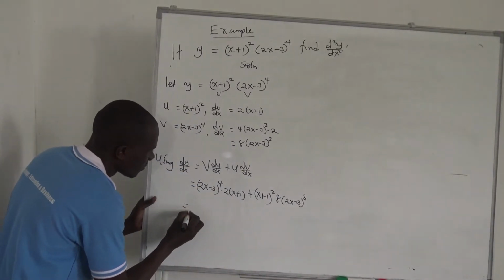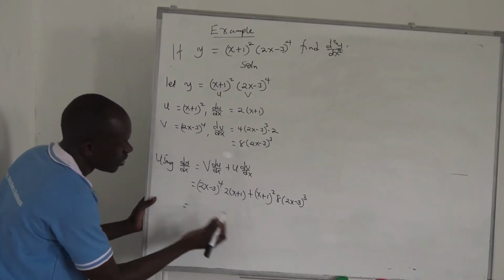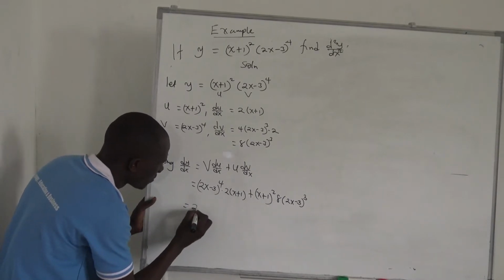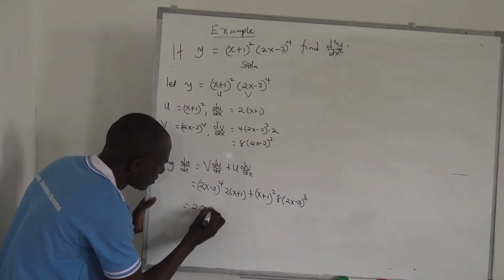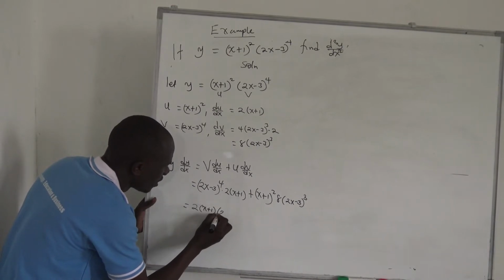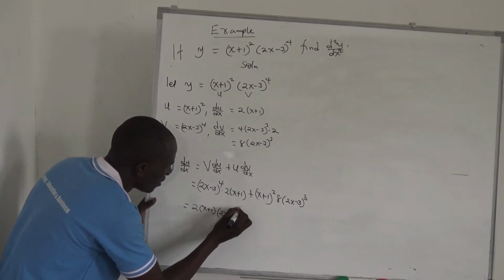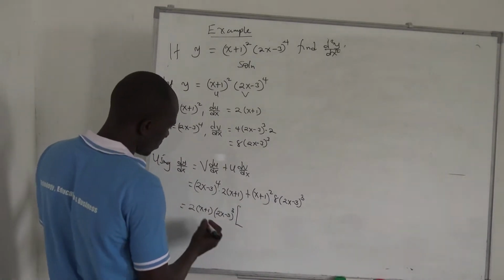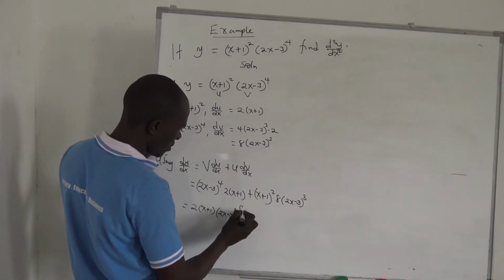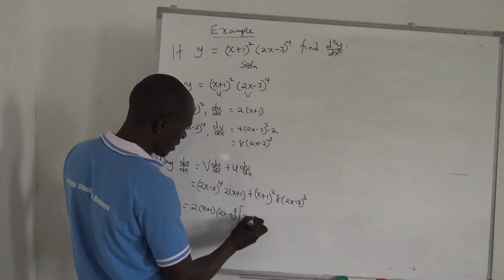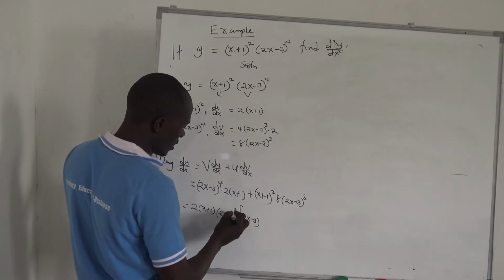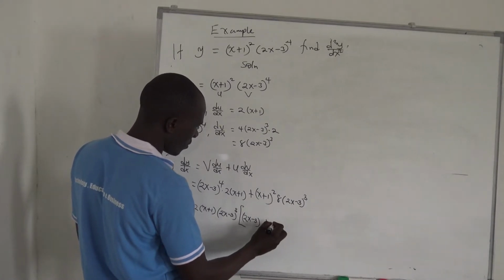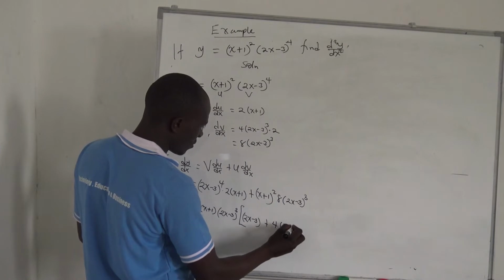What do we get? When you factorize, what is common? You can see 2 is common, and again x plus 1 is common, and again (2x minus 3) to the power 3. Into what do we remain with? We remain with 2x minus 3, because that one is outside, plus 4 into (x plus 1).